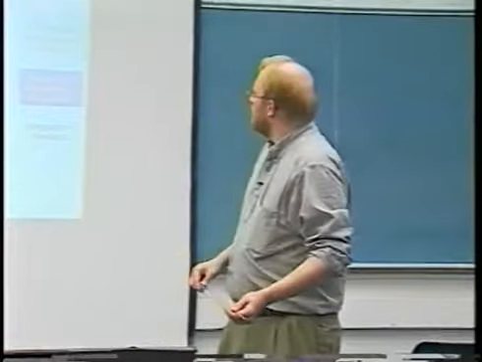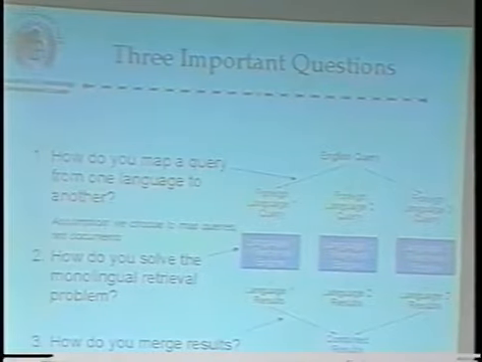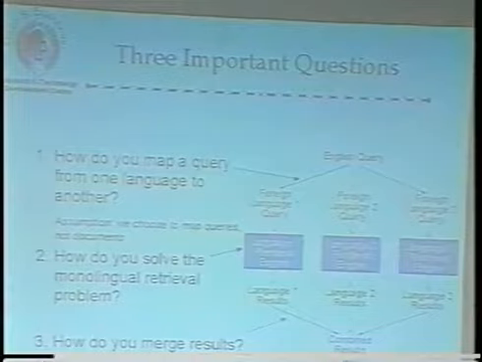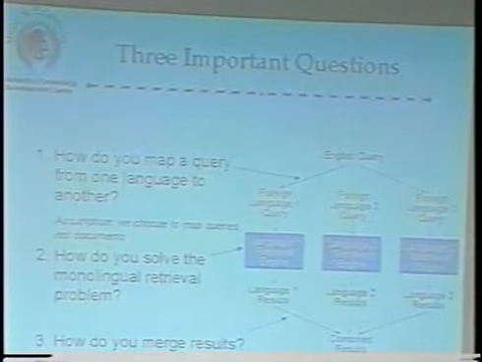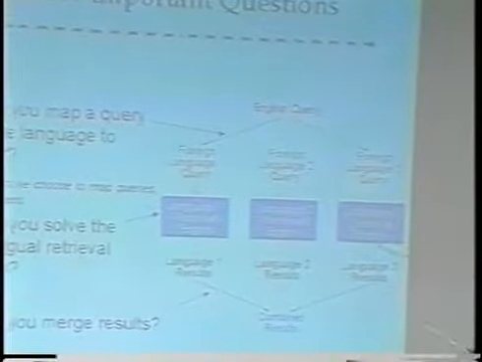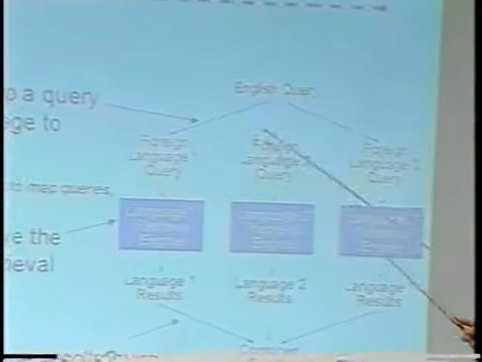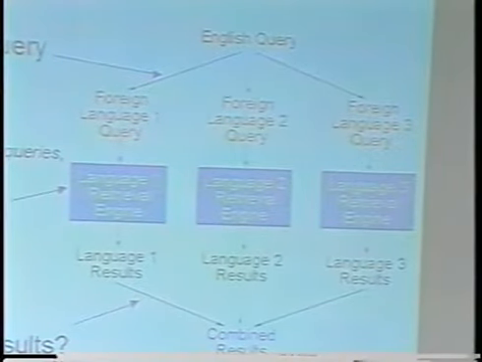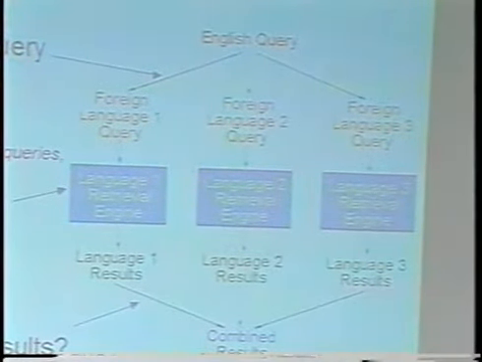So, and in fact, I got a little ahead of myself. There are a number of important questions. And this diagram represents the basic task of going from an English query to a TREC result set. You have the question of how do you map the query into the various foreign languages? Okay? And I'm making the assumption that we're going to map the queries and not the documents.